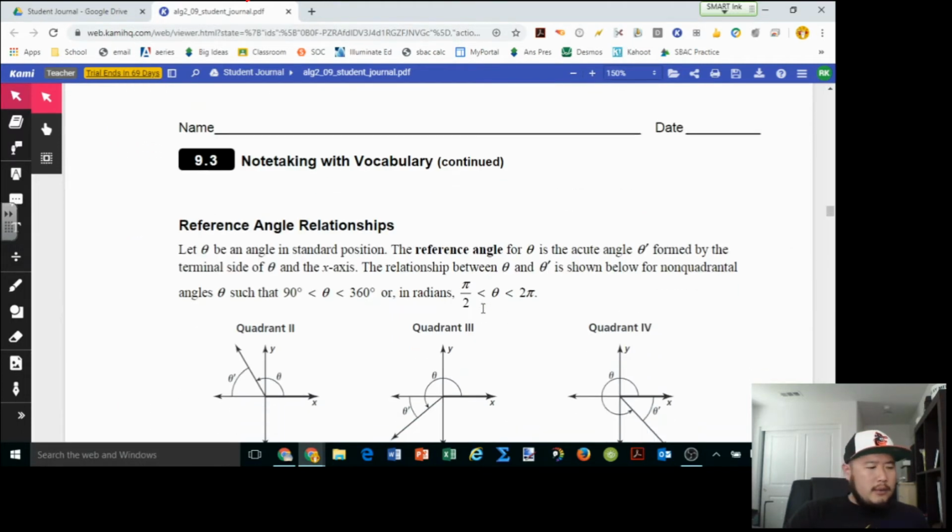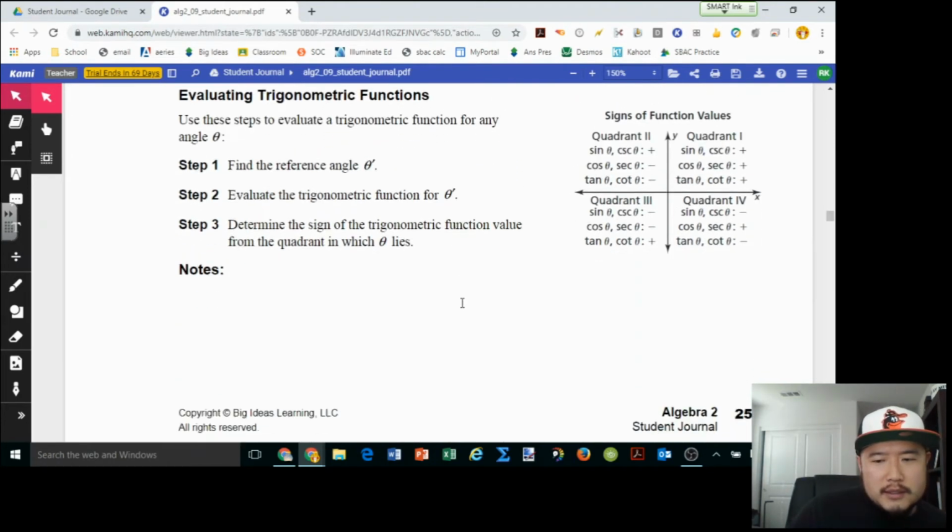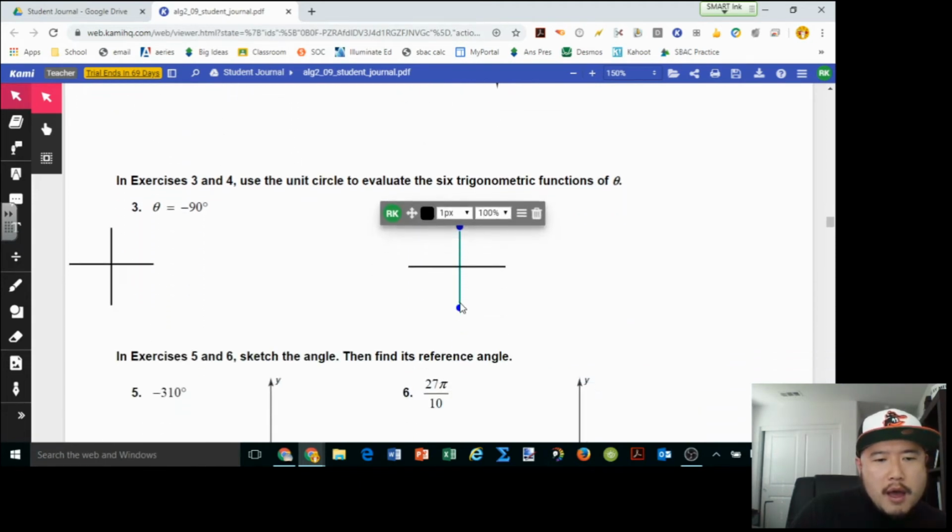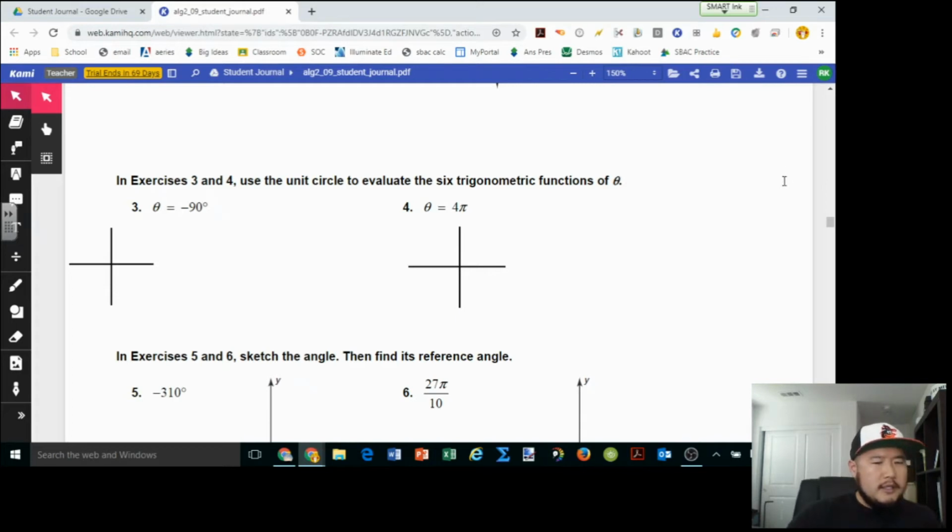So let's take a look right here at number 3. In this problem, it says theta is equal to negative 90 degrees. So one of the first things is remembering, all right, we are dealing with the unit circle. So we have to know that our radius, because it's a unit circle, is equal to 1. So let's take a look. Where is exactly negative 90 degrees? Well, if we start with our initial side, remember, if we go counterclockwise, this would be positive 90. If we go clockwise, then that'll be negative 90.